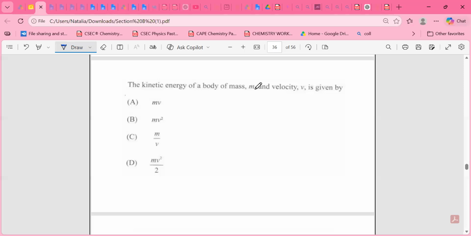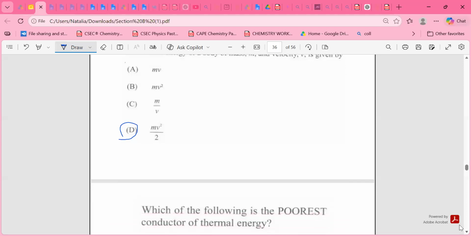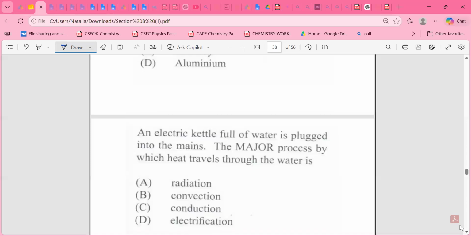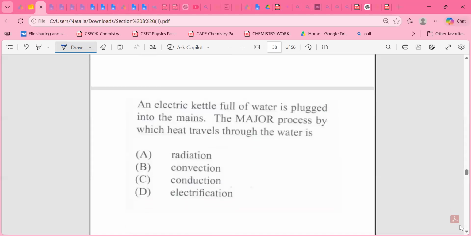Kinetic energy of a body of mass m and velocity v is given by half mv squared. Which of the following is the poorest conductor of thermal energy? Air. Metals are good conductors of heat energy. An electrical kettle full of water is plugged into the mains. The main process by which heat travels through the water is B... through the water, through a fluid.